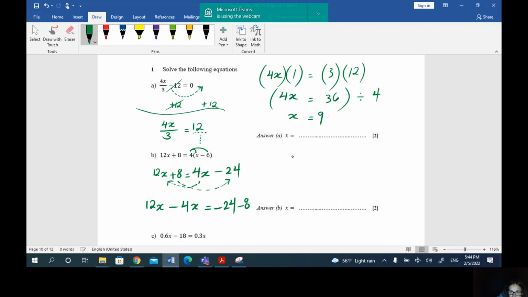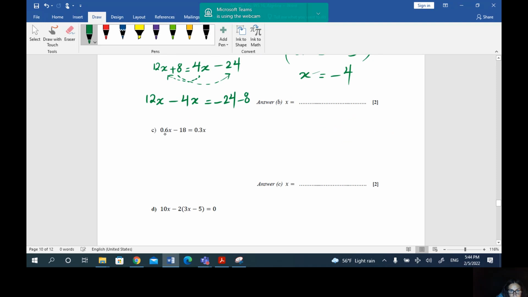Now 12x minus 4x is 8x, and negative 24 minus 8 is equal to minus 32. We are isolating x, so we're dividing all by 8. So x is equal to negative 4, because negative 32 divided by 8 is equal to negative 4.